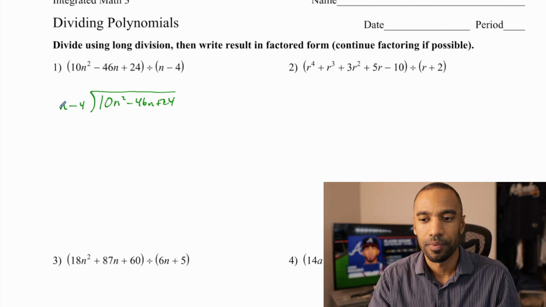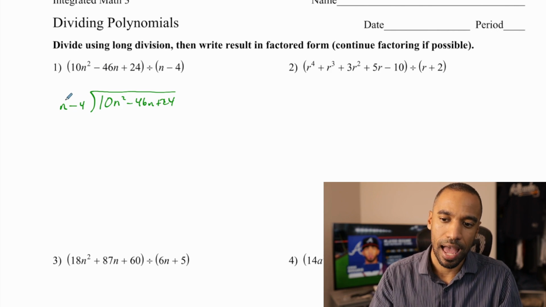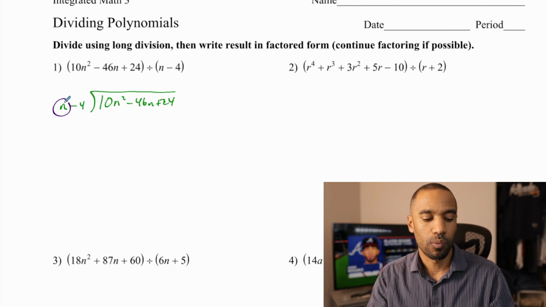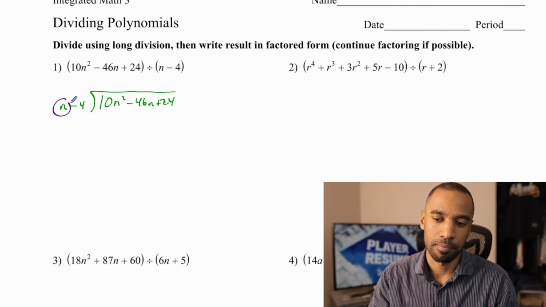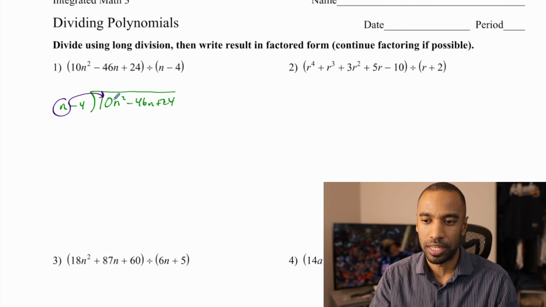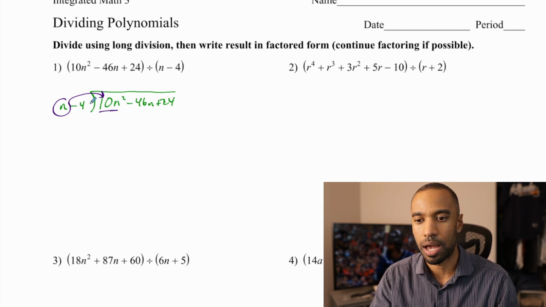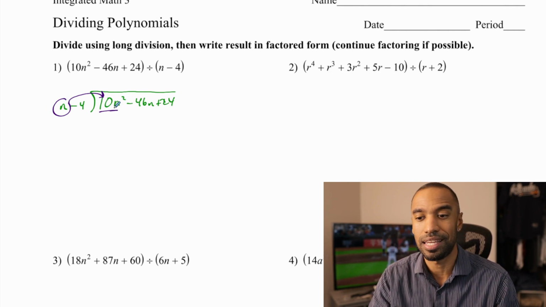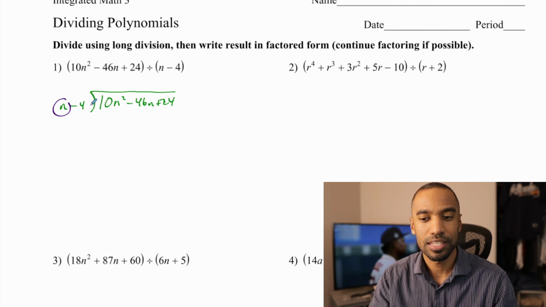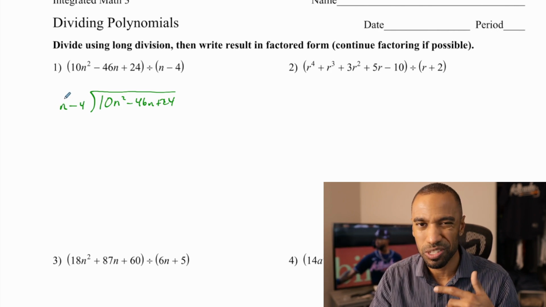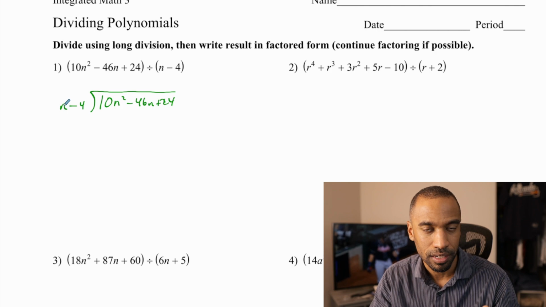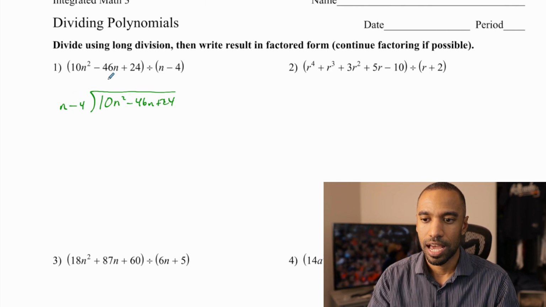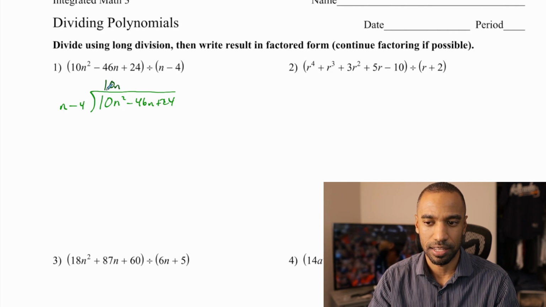So here's what we do. We are going to only look at this n, the leading term in the divisor, if this was in standard form, and we are going to see how many times n can go into the leading term in the dividend right here. So how many times does n go into 10n squared? Really what I'm asking you is n times what equals 10n squared. This is how we're going to be doing this long division. That's one of those things where I'm telling you that's how it's done, and hopefully you can kind of just make sense of that. So n times 10n would give you 10n squared.